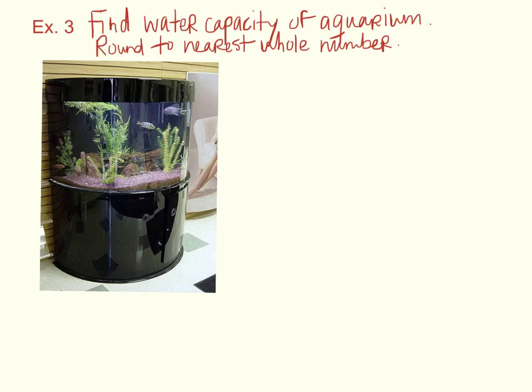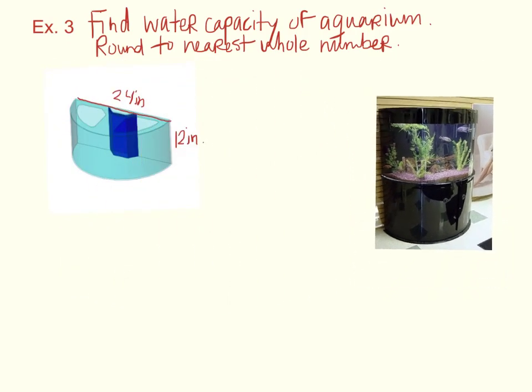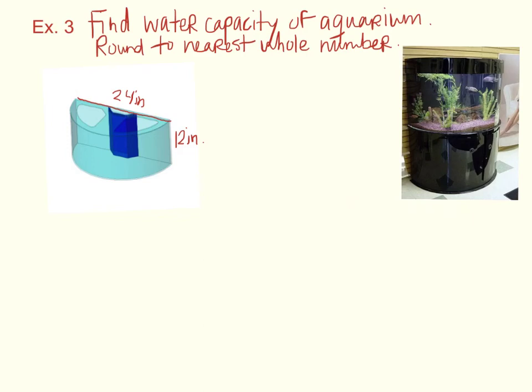For example 3, I'm going to start you off on this word problem and you're going to finish it on your own. Here's what it says. Example 3, find the water capacity of the aquarium. Round to the nearest whole number. And what they're looking for is how much water fits into this section where the fish are. They're not looking for any of this part, just the part that fills in the water. So I'm going to pull this to the side so you have this here.